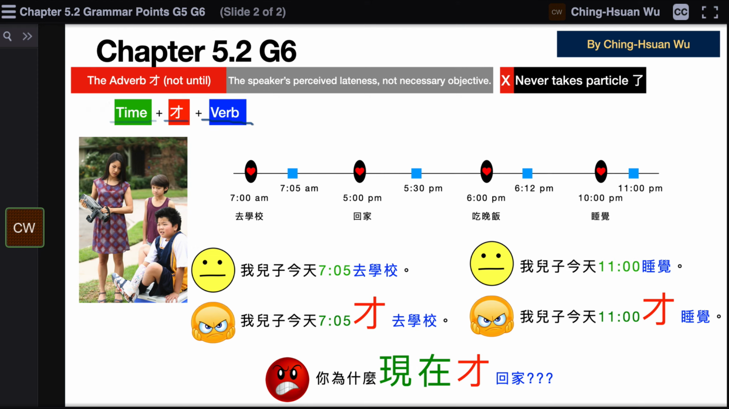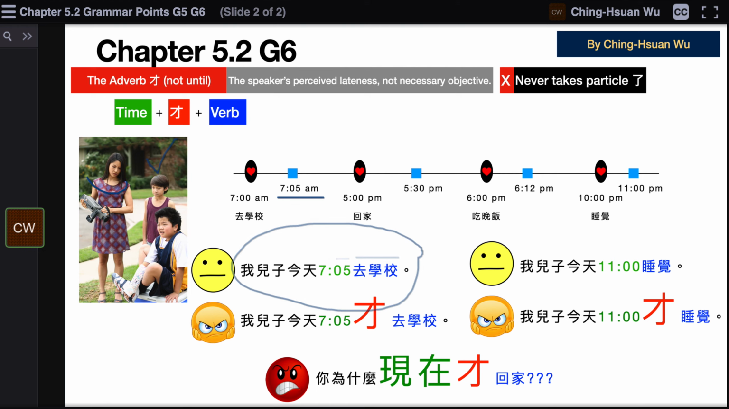For example, today, the son went to school at 7:05. That is, he didn't go to school until 7:05. With a neutral sentence that carries no judgment, the sentence can be 我儿子今天7:05去学校。My son today at 7:05 went to school. This sentence simply states a fact that the son went to school at 7:05.